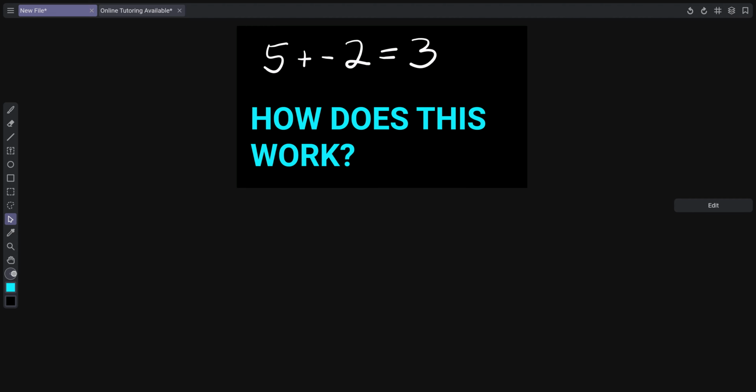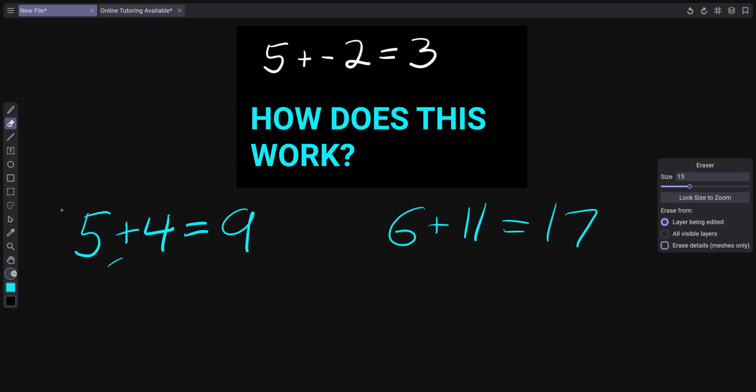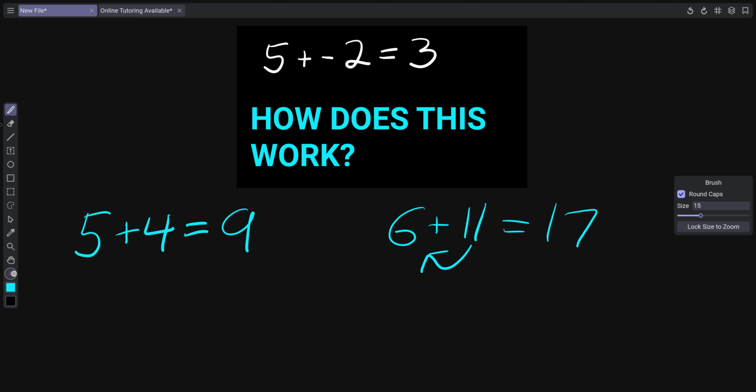So when you're adding a negative number to a positive number like this, you actually want to subtract from the positive number. How does that work? Well, you might be a little confused if you've been used to working with what we call the counting numbers. So in instances like 5 plus 4, this equals 9. And in 6 plus 11, we would get 17 because we would count up here. We would count up by 4 from 5 and get 9. And here, we would count up by 11 from 6 to get 17.